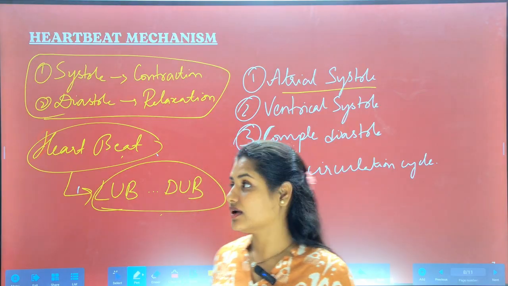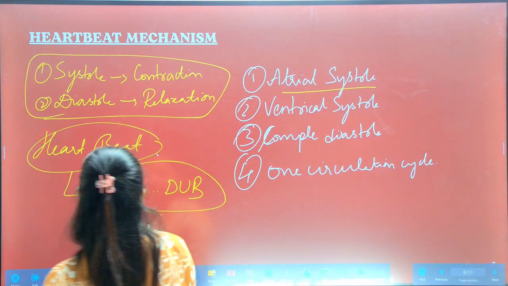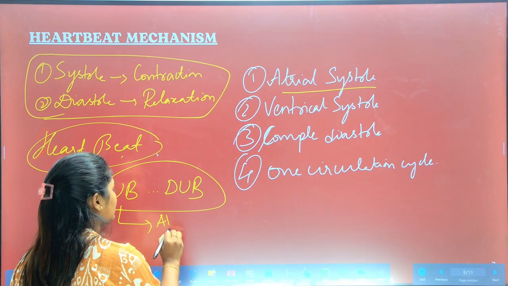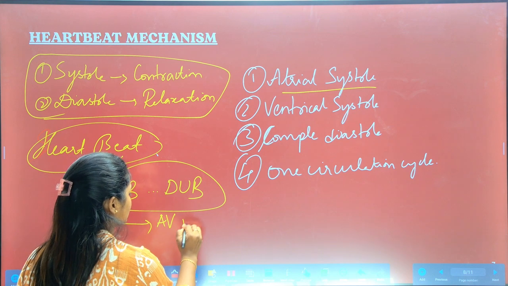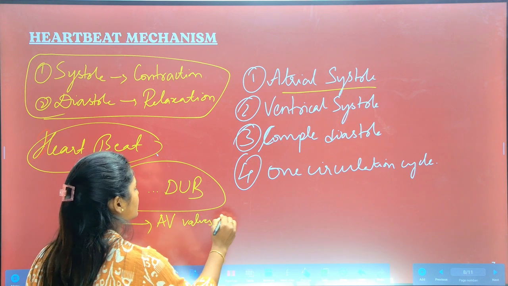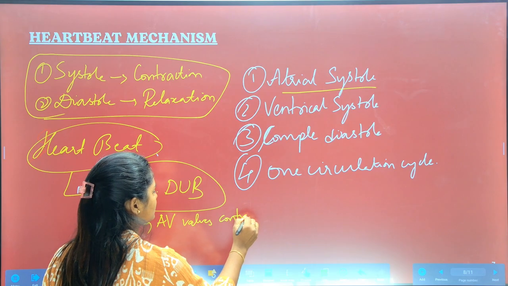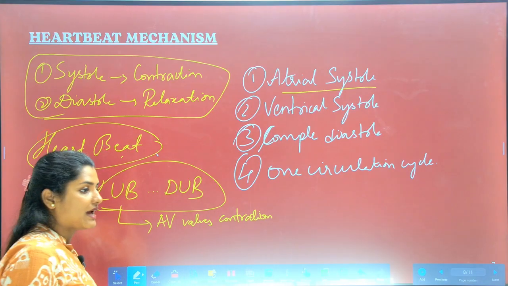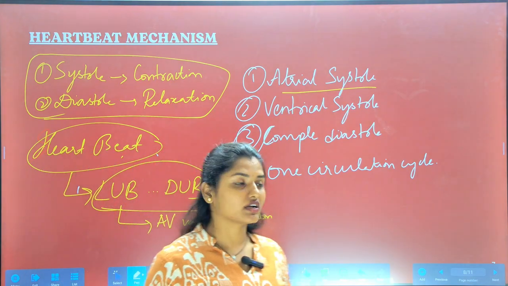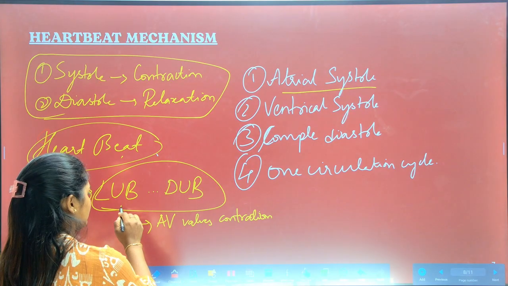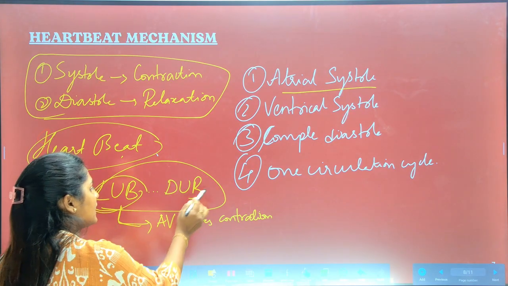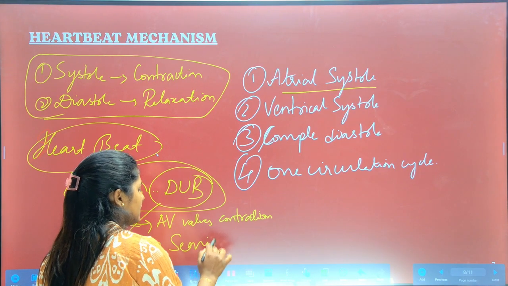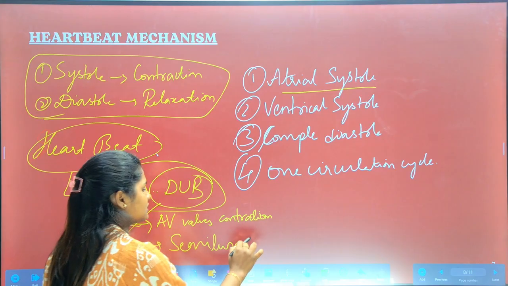contraction or relaxation themselves. Lub is because of the AV valves closing. That means we have the aortic valve and pulmonary valve, right? So lub is because of the AV valves. And coming to dub, it is because of the semilunar valves.